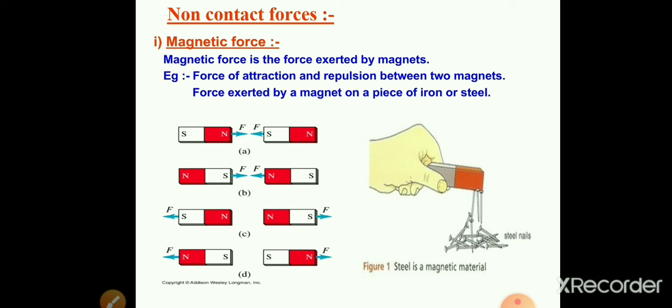For example, you have understood the force of attraction and repulsion between two magnets, or the force exerted by a magnet on a piece of iron or steel or cobalt, etc. This force which is acting at a distance is a non-contact force. The force of a magnet, or magnetic force, is a non-contact force.